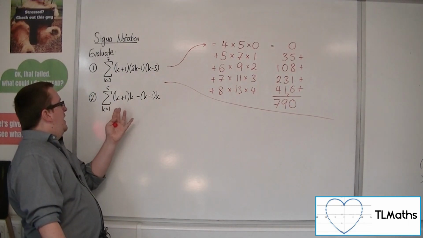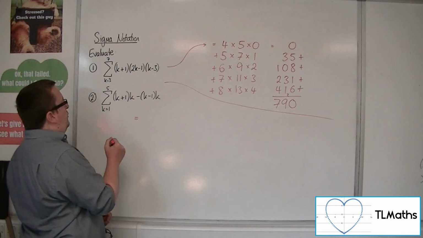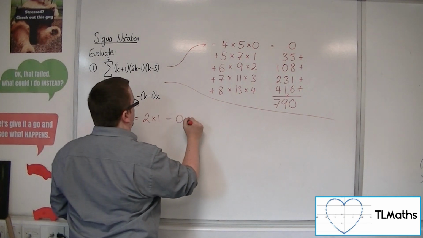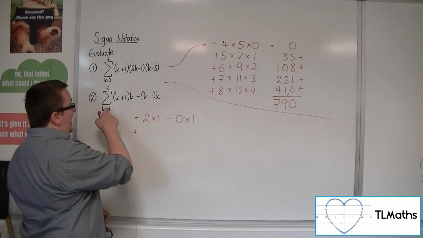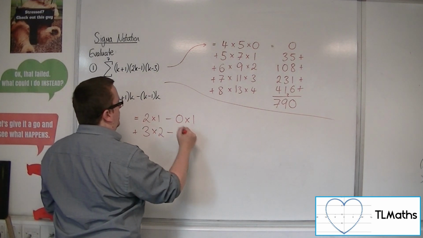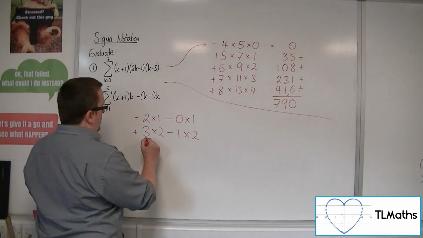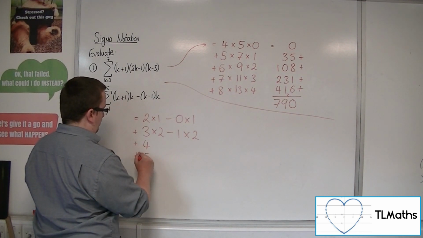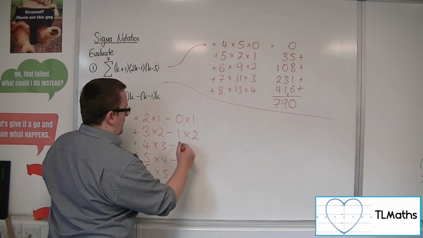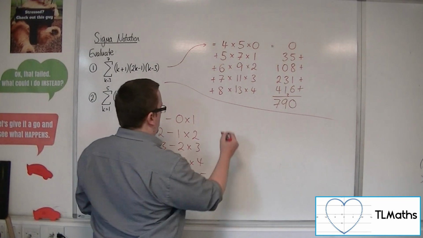So number two, we've got the sum from k equals 1 to 5 of k plus 1 times k, take away k minus 1 times k. So when k is 1, we're going to get 2 times 1, take away 0 times 1, plus. Now when k is 2, we're going to get 3 times 2, take away 1 times 2. So each of these columns is going to be increasing in 1s, and we're going to need 5 of them, so 3 more. So 4, 5, 6. So we're going to have 3, 4, 5, 2, 3, 4, 3, 4, 5.